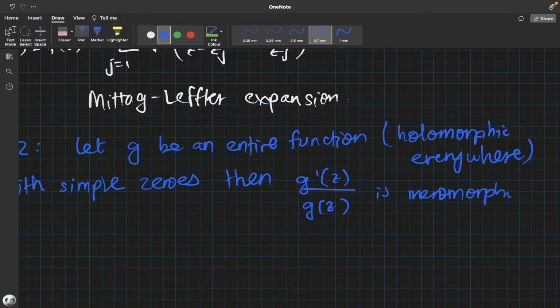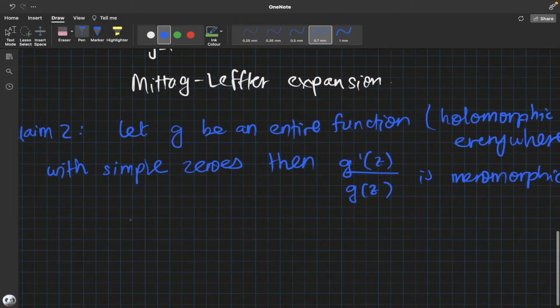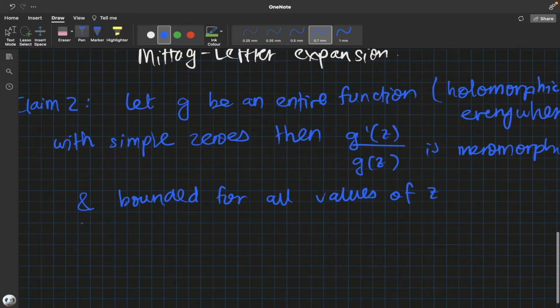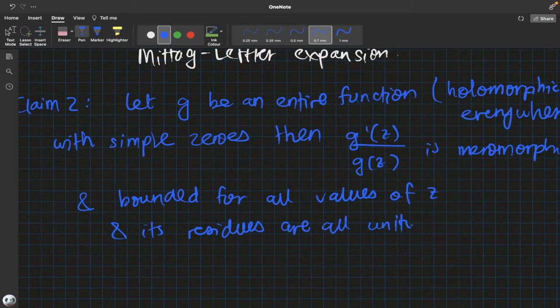is meromorphic and bounded for all values of z, because you can see this again. I haven't finished yet. For all values of z, and its residues are all unity, or 1.